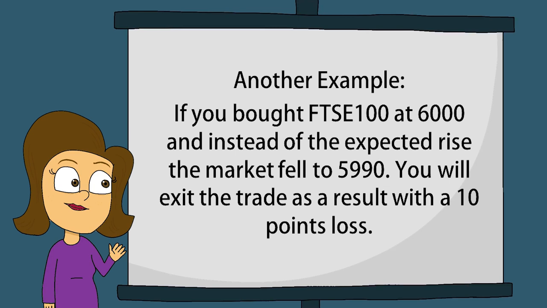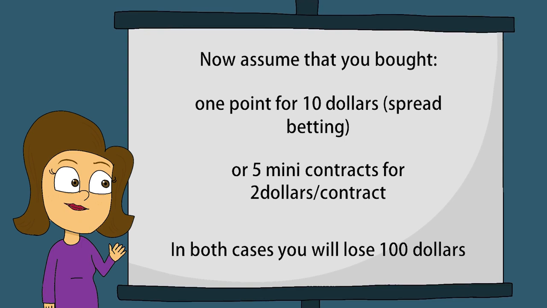Another example, if you bought a FTSE 100 at 6,000 and instead of the expected rise, the market fell to 5,990, you will exit the trade as a result with a 10 points loss. Now assume that you bought 1 point for $10 spread betting or 5 mini contracts for $2 per contract. In both cases, you will lose $100.